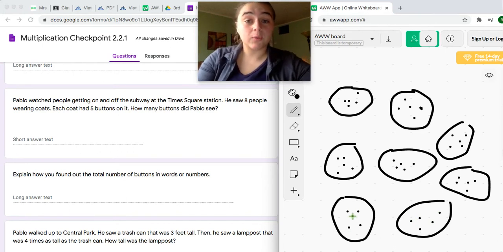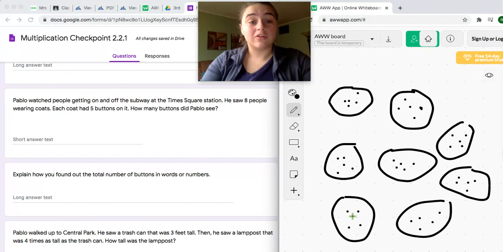So now, how can we use multiplication to solve for how many buttons total there are? I want you to use what you know and some of the strategies that we've been learning to find out how many total buttons there are. When you find out, you're going to write your answer right here underneath the question. And then down here, I'd like you to explain how you found it out.